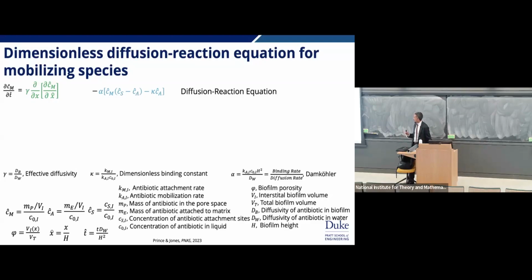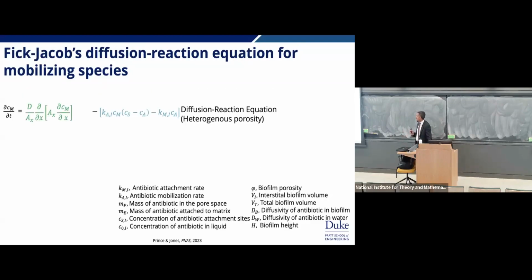Porosity doesn't come into this equation. So we used a diffusion reaction equation with heterogeneous porosity, that's where we added in porosity. We looked at what's called the Fick-Jacobs diffusion equation. The Fick-Jacobs equation just adds in this area dependence term on how fast your antibiotic can move through a space.